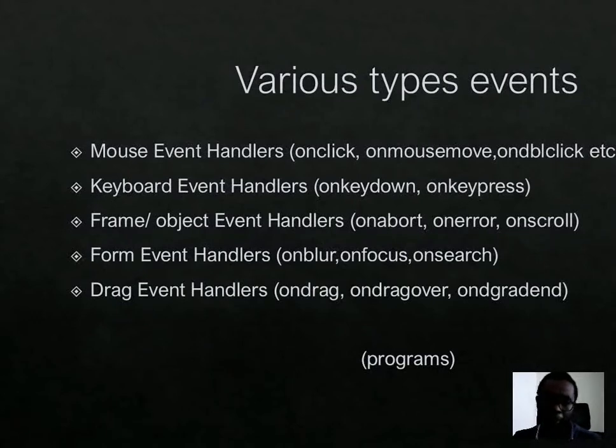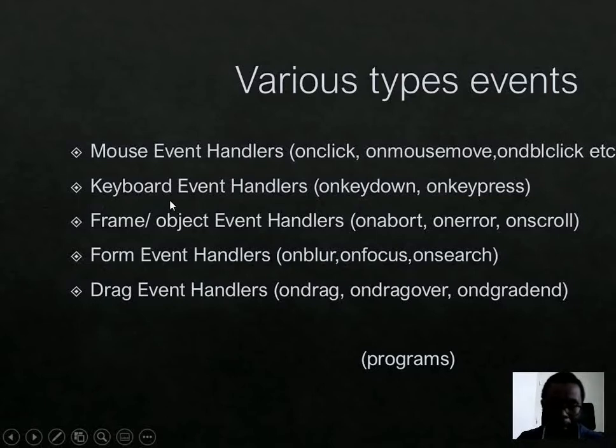Right, so we have various types of events. Now, these events all help us to interact with our programs very well, or our computer or our websites very well. One, we have mouse events. So there's clicking, moving the mouse, double clicking. That's why we have onDoubleClick. It's an event. That's very important.